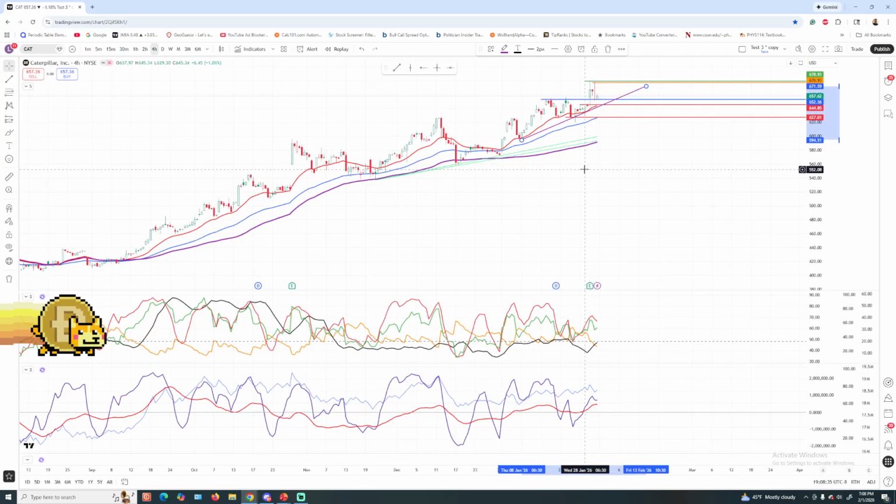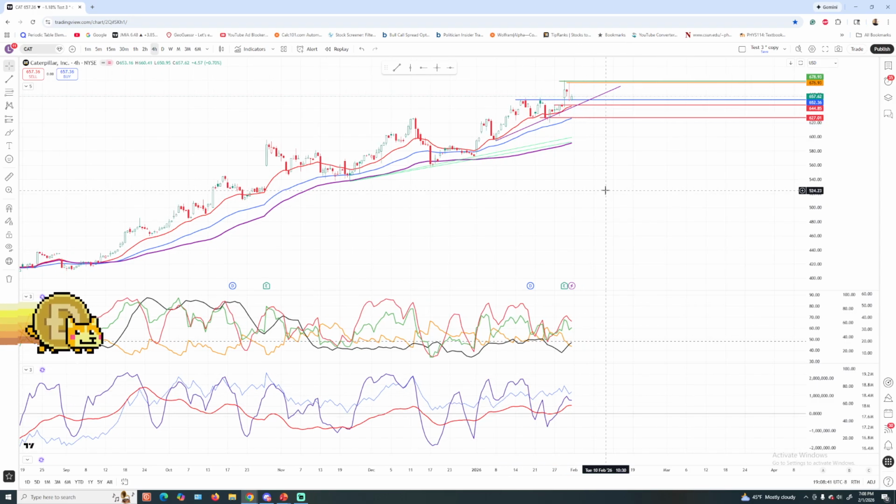And also we need to focus on this 4-hour. This red line has crossed this orange line. So I don't think it's going to happen in a bit unless it makes a dramatic drop. But we'll see. I don't see anything too crazy right now.